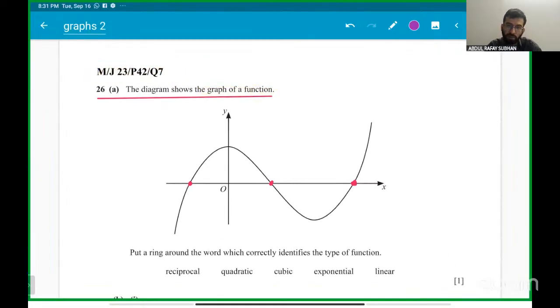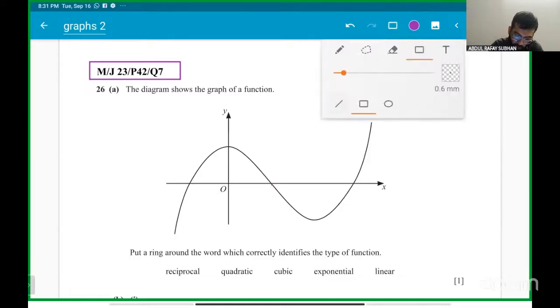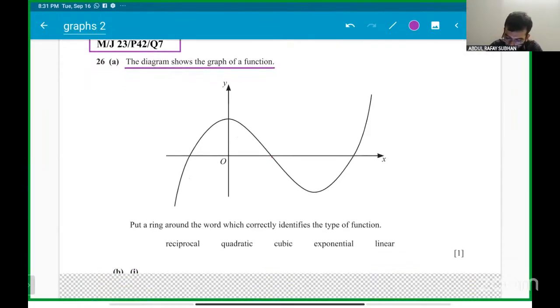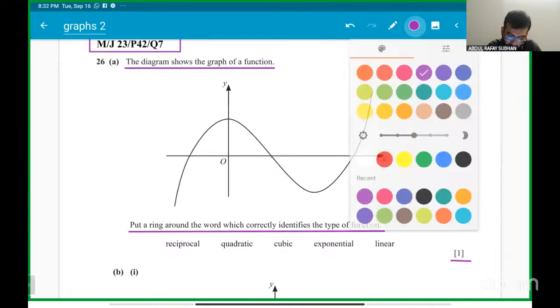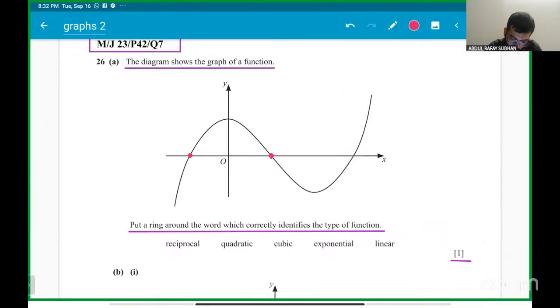As you can see, this is the summary of the first half of the session. The objective is, it came in the 2023 exam, a recent paper. The diagram shows the graph of a function. Just for 1 mark, you have to put a ring around the word which correctly identifies the type of function. As you can see, the options are one solution, two solution, and three solution. Although it's very simple and easy, this is one of the objective learnings. It's 100%, so I put a ring. It's a cubic graph. Is everyone getting it?